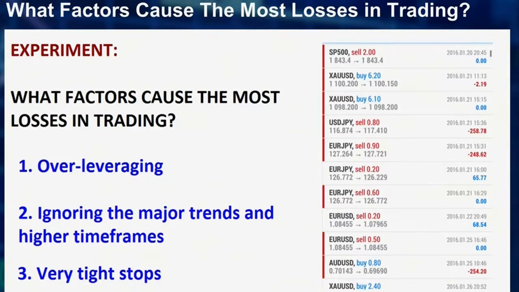So number one, what we did was we over leveraged. So certainly more than the standard 1% per trade, more than 3% even. Ignoring major trends. So we didn't even care what was happening, let's say, on a weekly, daily, or 4-hourly chart. These are all taken on very low time frames, like 5 minute or slightly higher, but essentially just ignoring any of the higher time frame trends. Very tight stops, Zach. We actually tested this. We said, okay, what if we reduce the stop loss by half? What effect would that have?